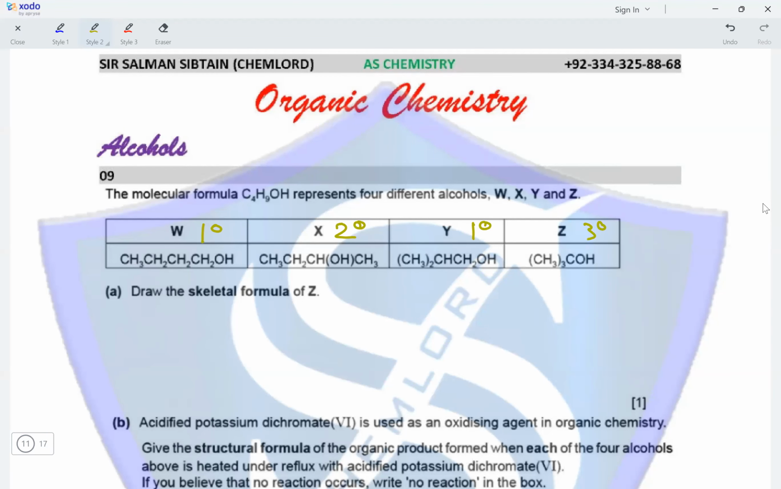So Z is a tertiary alcohol. So what we would have is a carbon atom with an OH group present to which there would be three other CH3 groups attached. So this is the skeletal formula of Z.